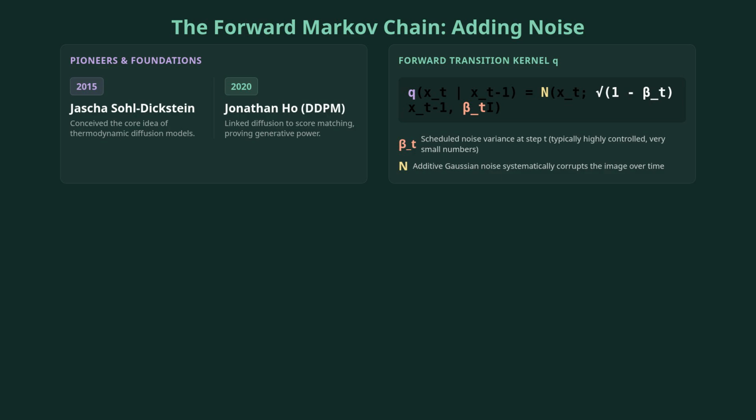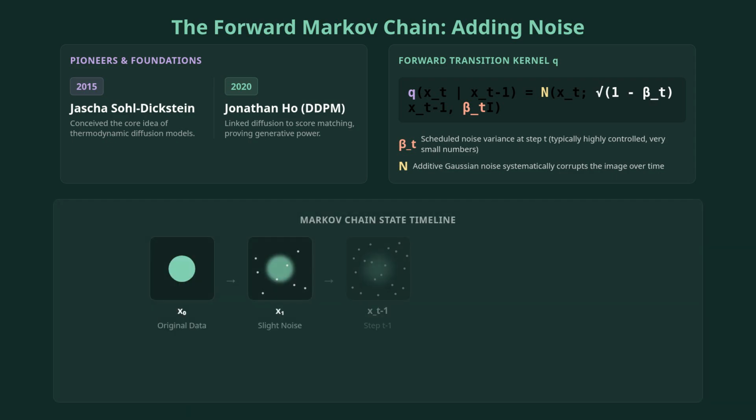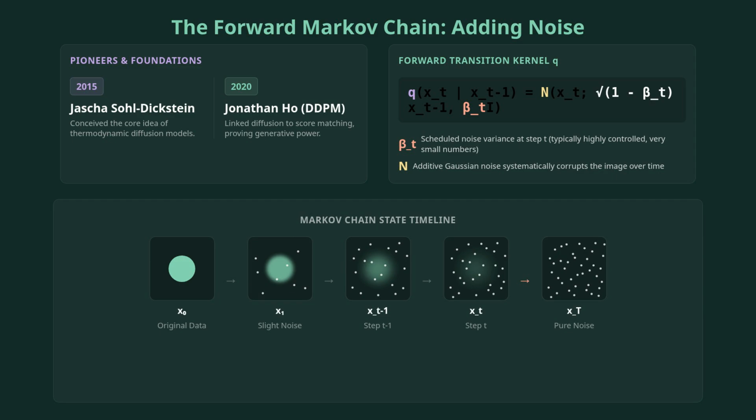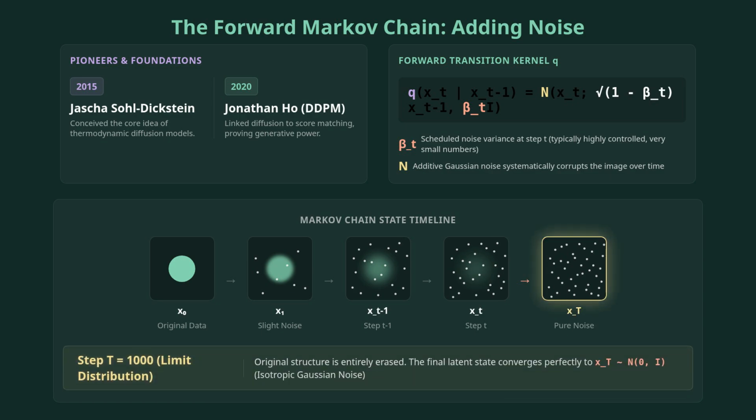In the forward process, denoted as q, we start with a clean image, x0, and systematically inject tiny amounts of Gaussian noise over a sequence of, say, 1,000 steps. This is structured as a Markov chain, where the state at step t depends only on the state at step t-1, scaled by a variance schedule parameter called beta t. By the time we reach step 1000, the original structure of the image is completely destroyed, leaving us with nothing but isotropic Gaussian noise, representing a state of maximum entropy.